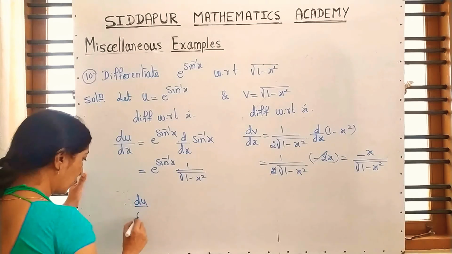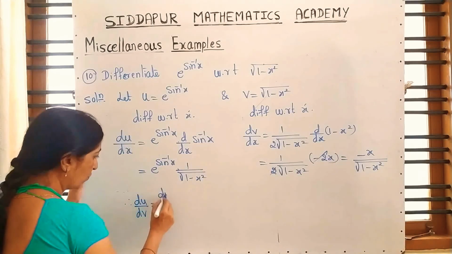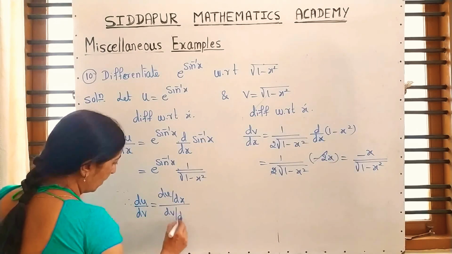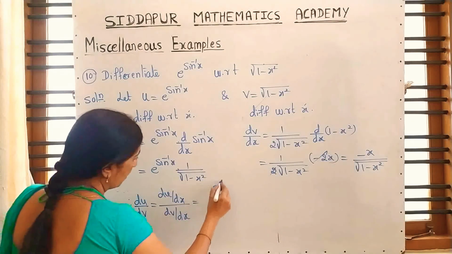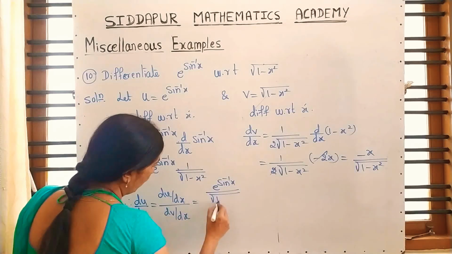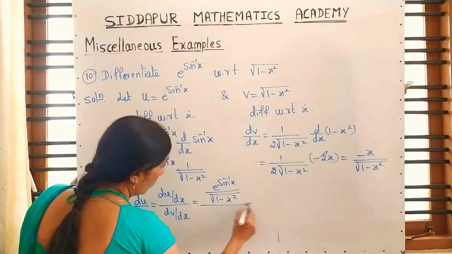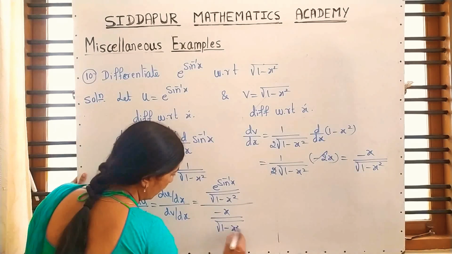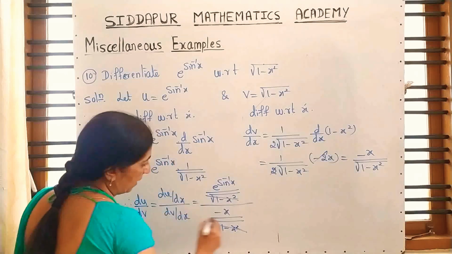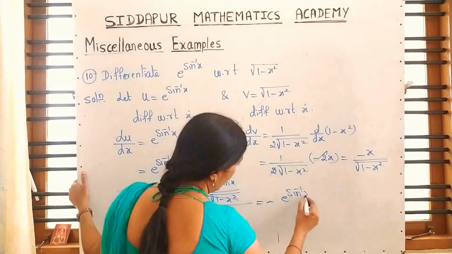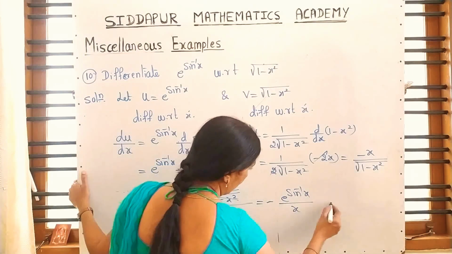Therefore, du upon dv is equal to du upon dx divided by dv upon dx. e raised to sin inverse x divided by root of 1 minus x square, whole divided by minus x upon root of 1 minus x square. This root gets cancelled. Minus I wrote common. e raised to sin inverse x divided by x.